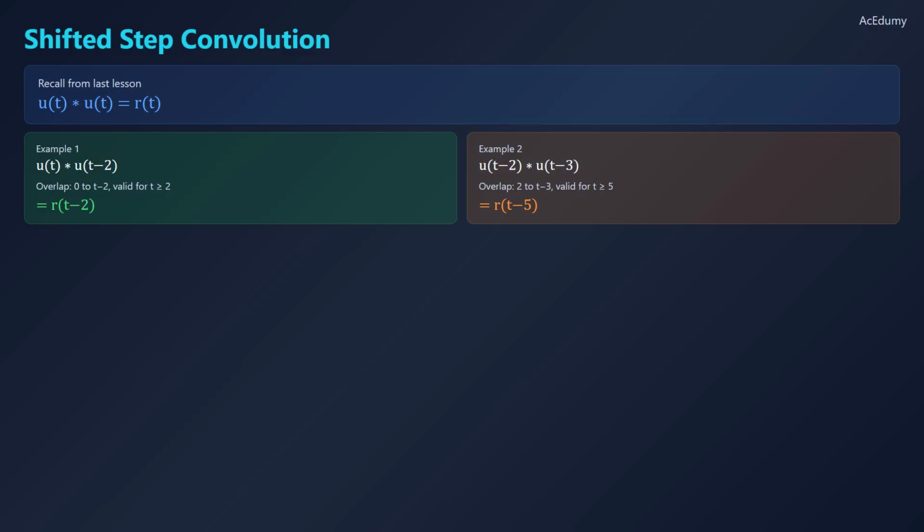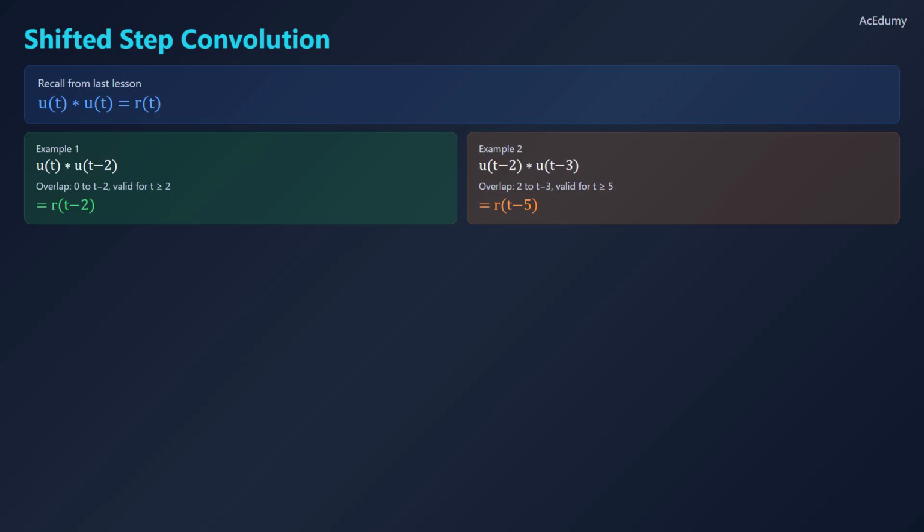Setting up the integral, u(tau) is 1 for tau greater than or equal to 0, and u(t minus tau minus 2) is 1 when tau is less than or equal to t minus 2. The overlap is from 0 to t minus 2, so the integral equals t minus 2, valid for t greater than or equal to 2. Therefore, u(t) convolved with u(t minus 2) equals (t minus 2) times u(t minus 2), which is r(t minus 2).